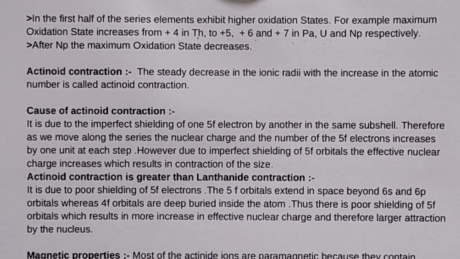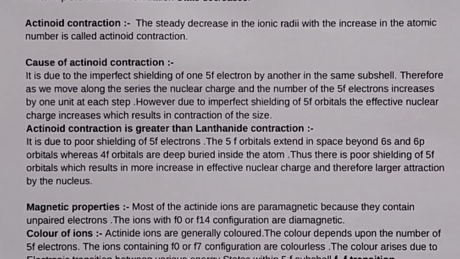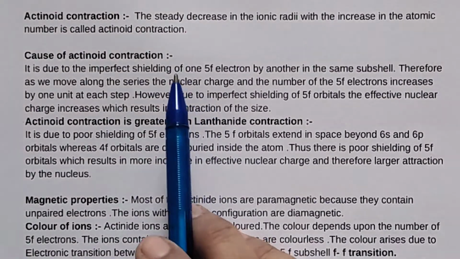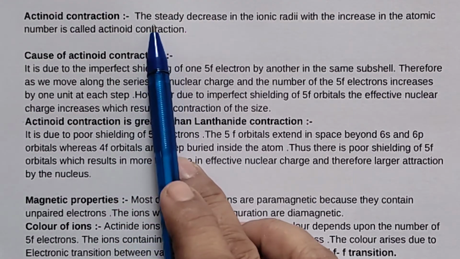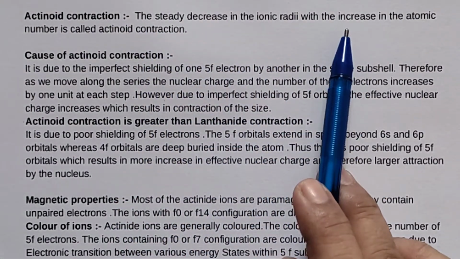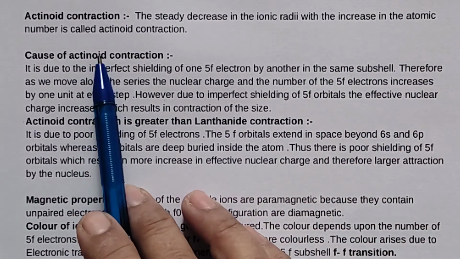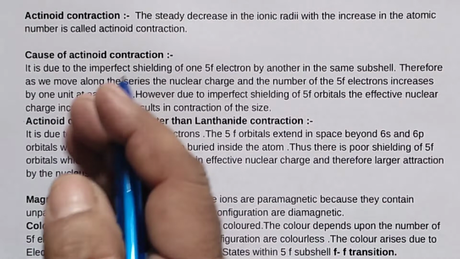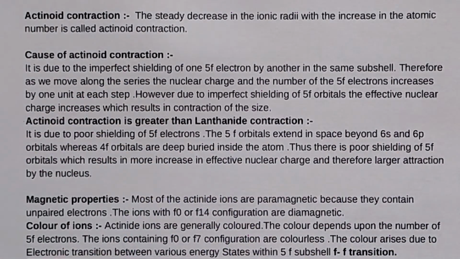Then moving on to the next important property, that is actinide contraction. Like we have lanthanide contraction, you have this in actinides also. The steady decrease in the ionic radii with increase in the atomic number is called actinide contraction. Okay, it is steadily decreasing. Why does it decrease? The same answer as we did in lanthanides.